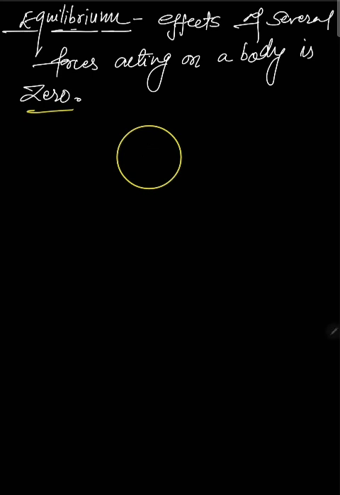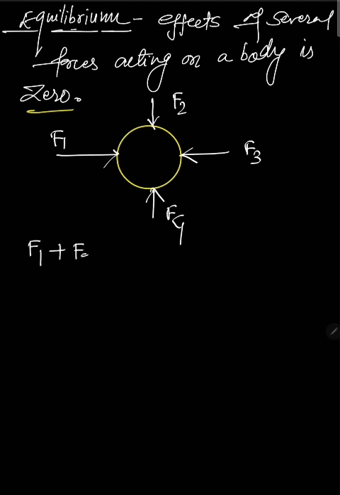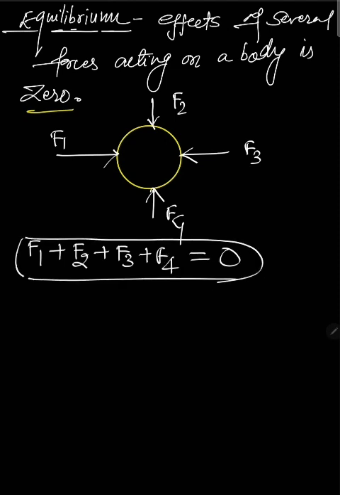Now in this object some forces are acting, like F1, F2, F3, F4. And the net effect of these forces, means suppose I add all these forces, then it should come zero. So that one is called the equilibrium condition.